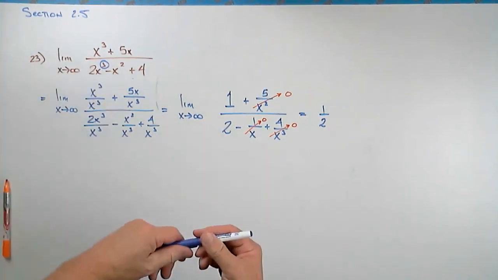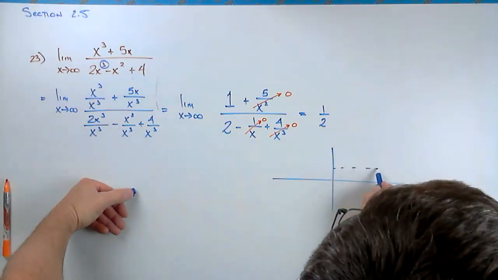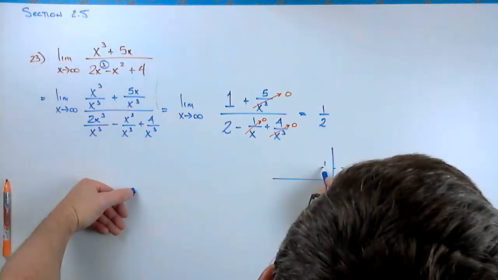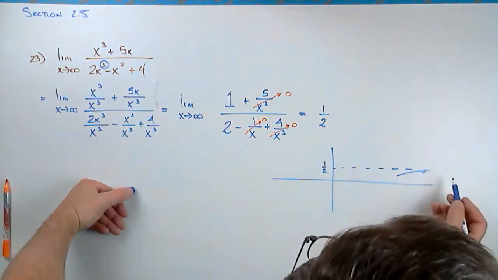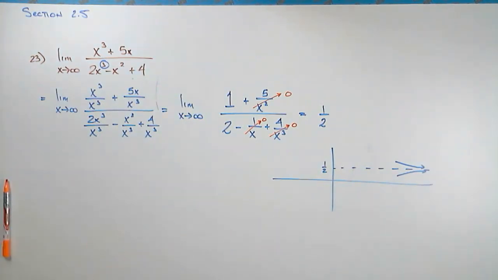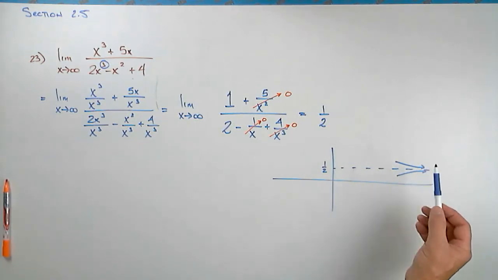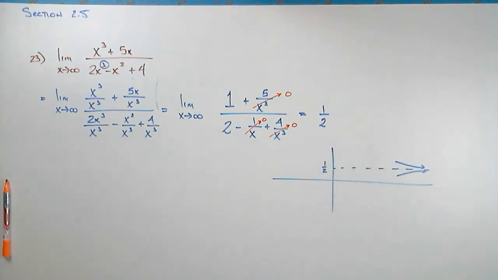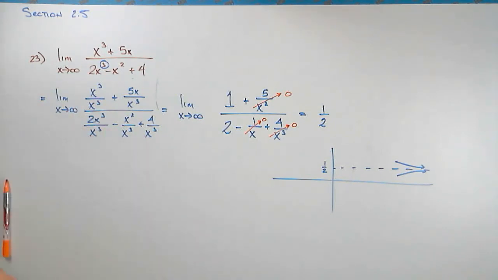And I don't know what the graph of the function looks like, but I do know that as this graph goes this way, either from below or from above, we didn't do any analysis, so we don't know which way it goes, but somehow as x grows without bound, this function, either from below or from above, gets closer and closer to 1/2. That's what this limit tells us. Okay, so that's 23.